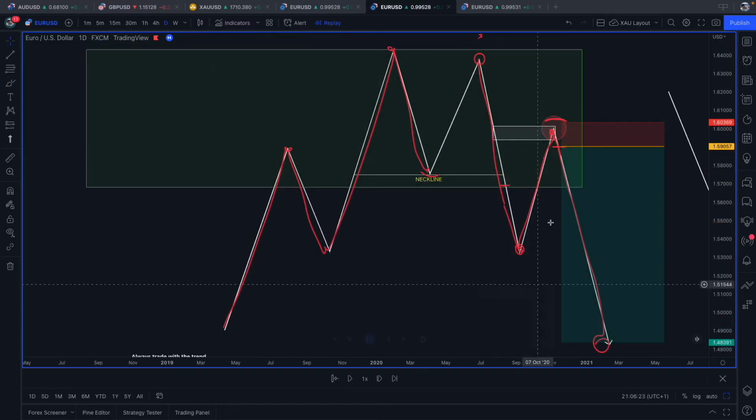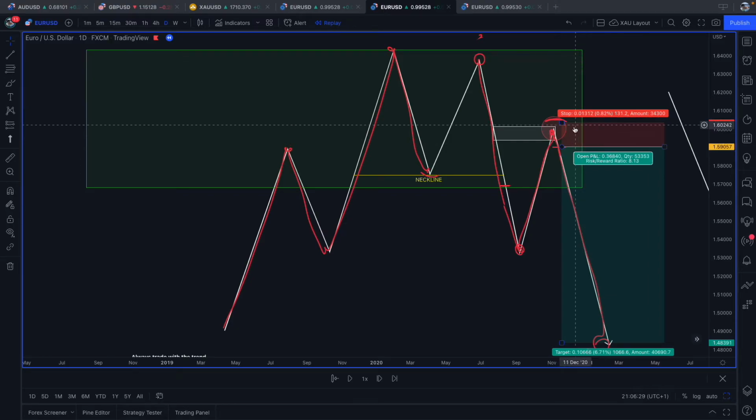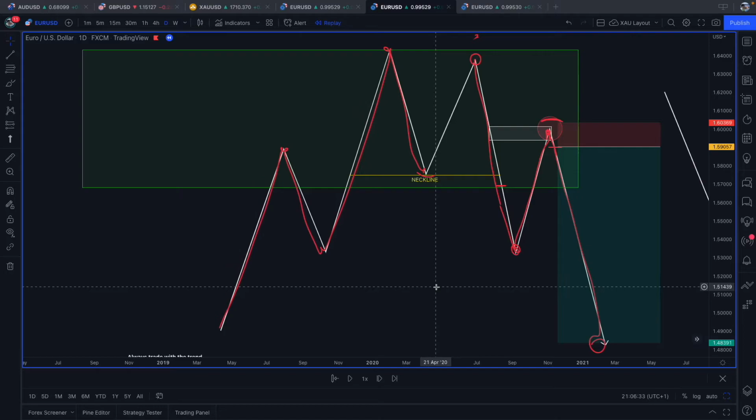So as we can see, this way of trading, waiting for further confirmation, alleviates all of that, but on top of that, more than anything, gives us a much better risk to reward ratio. Now, I hope that makes sense.